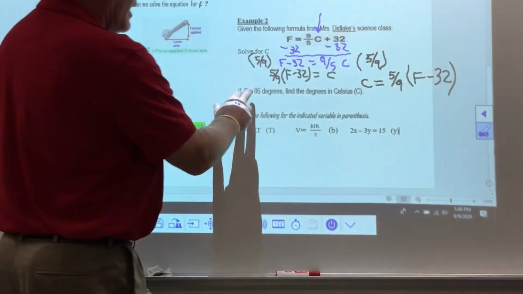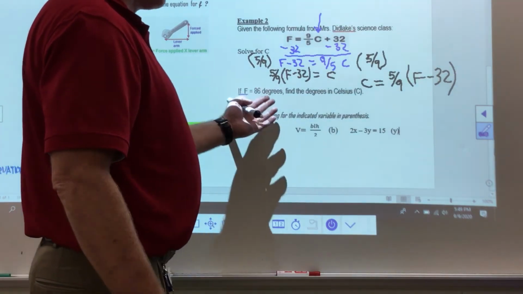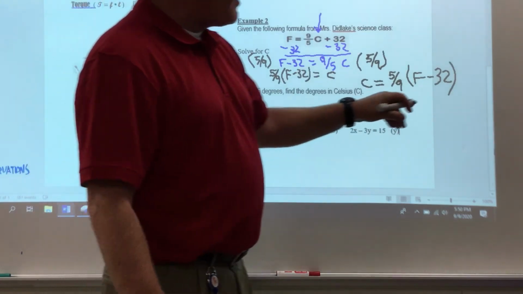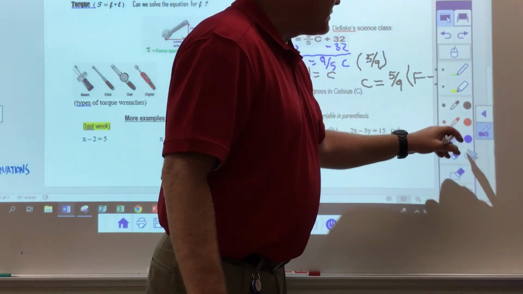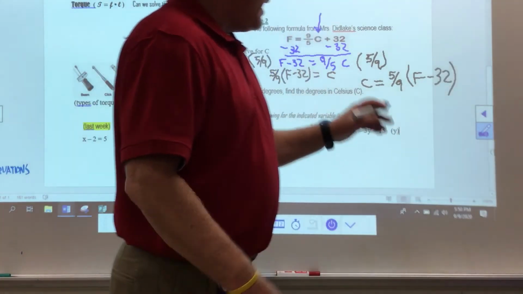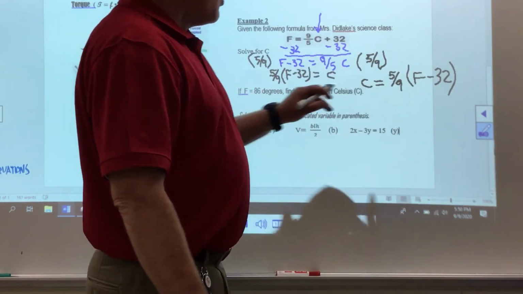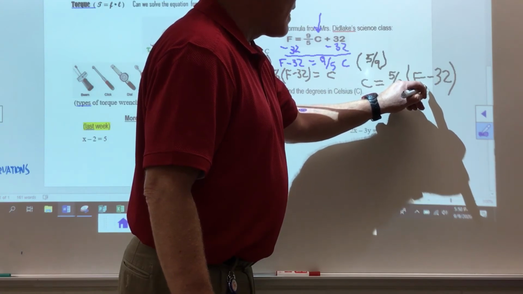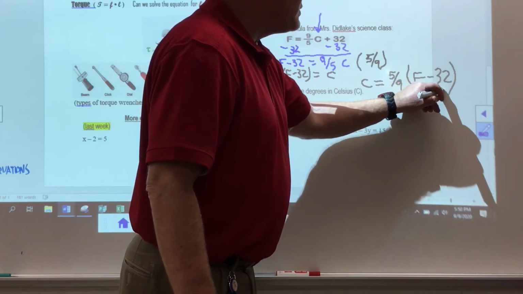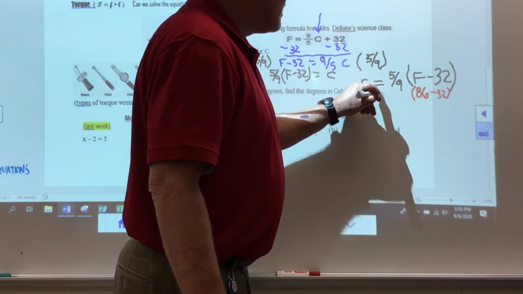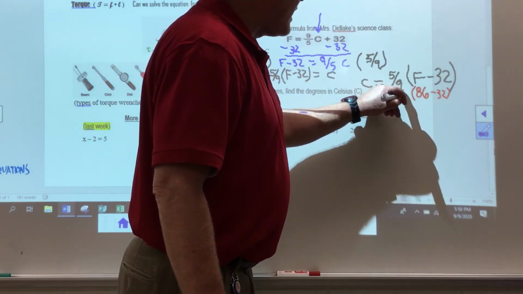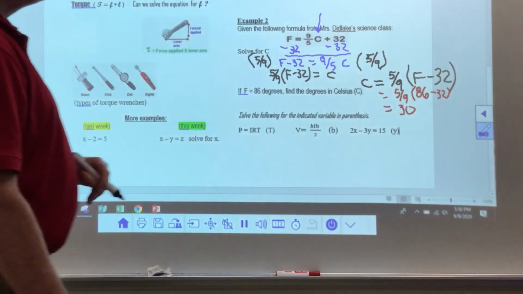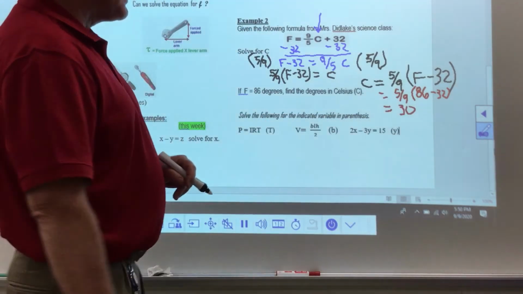Now, it says if F equals 86 degrees, find the degrees in Celsius. Since we solved for that, this is why people might use these formulas, is that they may go ahead and rearrange them so they can use them. So we're going to put an 86 right in there for the F. We would subtract 32 from that, and then we multiply it with 5/9. I think if you did that, you'd wind up with 30 for your answer. So if you plug that in your calculator, I think it's going to be 30.